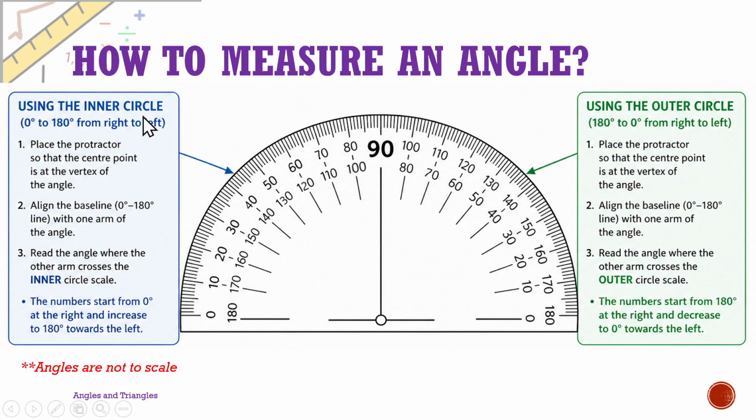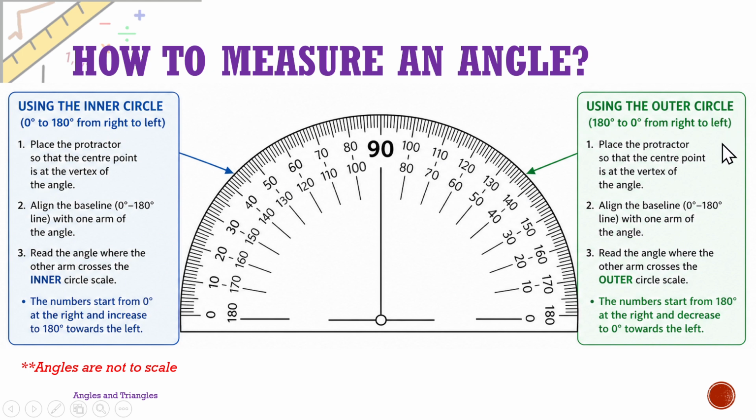How to use the inner circle to measure the angle? Keep a note that when you are using an inner circle, you are measuring from right to left, from 0 to 180 degrees. So place your protractor so that the center point of the protractor is exactly matching the vertex of the angle. Align this baseline with one arm of the angle and then read the other arm where it touches on the inner circle lines. That's how you measure the angle.